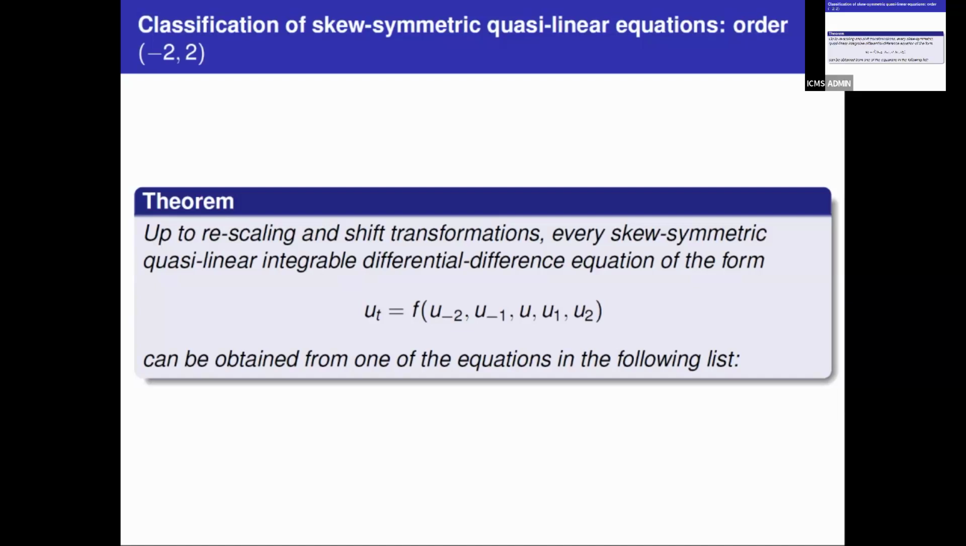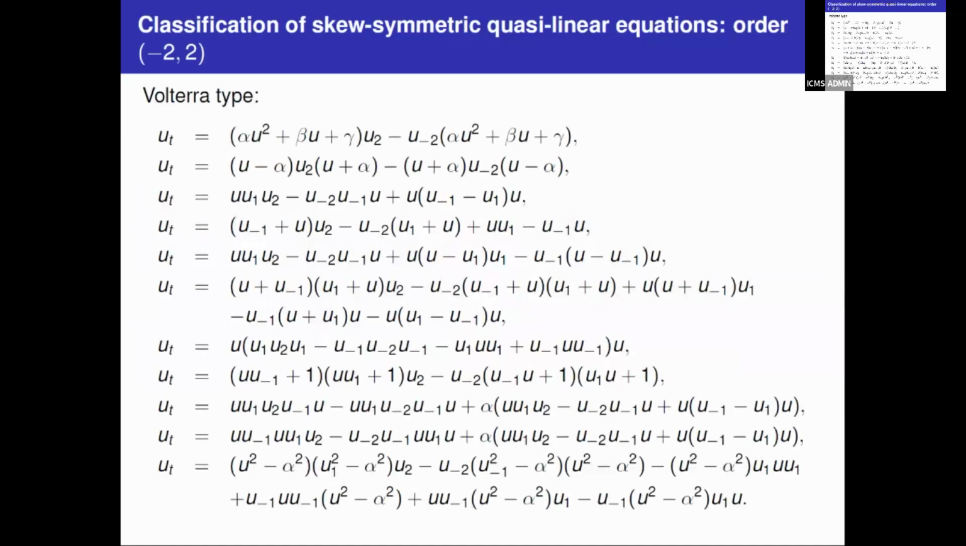Now equations of order -2, 2, Volterra type. So now the first equation, so these first two actually are what is called stretched equations of order 1. So we can replace u_i by u_2i. For an equation of order 1, we obtain an equation of order 2. So these are trivial from the previous list. The rest are not. And this is the complete list of Volterra type equations.